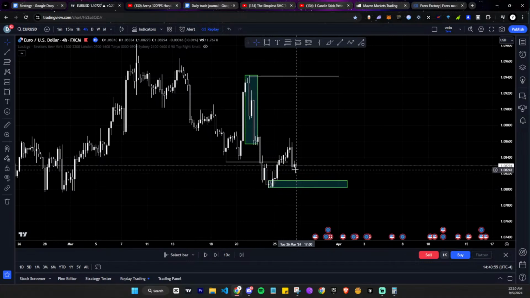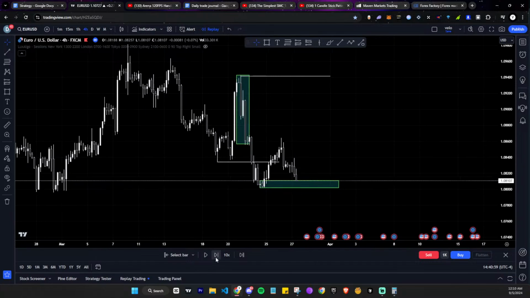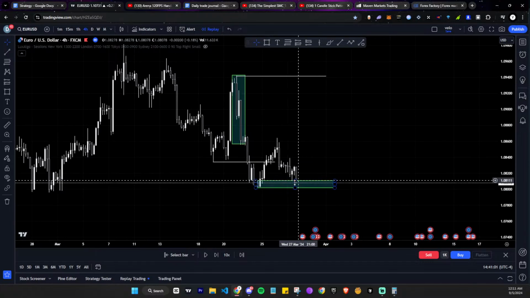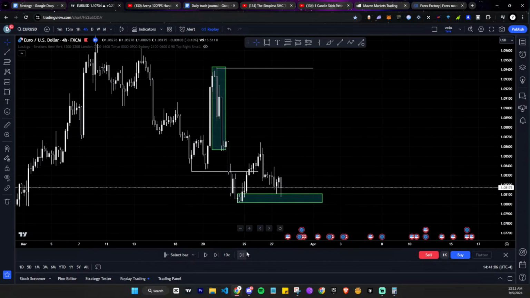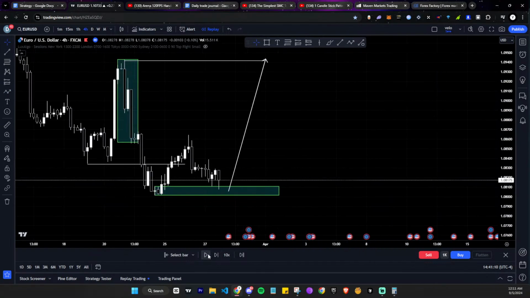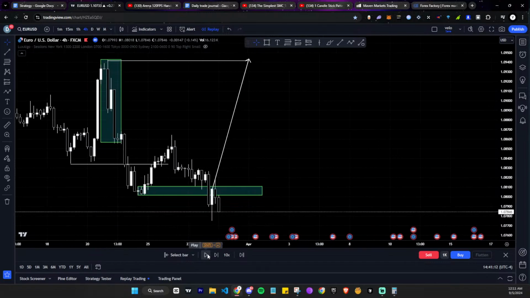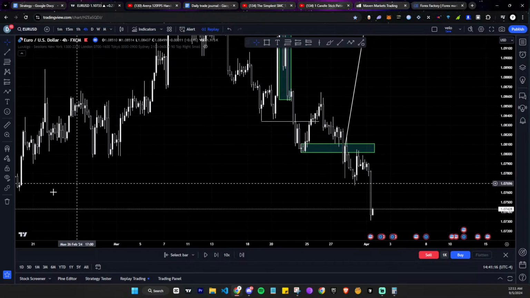Price rebalance, manipulation. Okay. We're retesting this order block. See how it does. Manipulation once again through the order block. So now I have a bullish bias towards this swing high. Let's see how this plays out. Okay, never mind. My bias was wrong. Oh, it happens sometimes. It's okay.